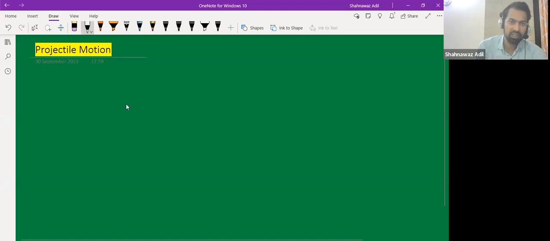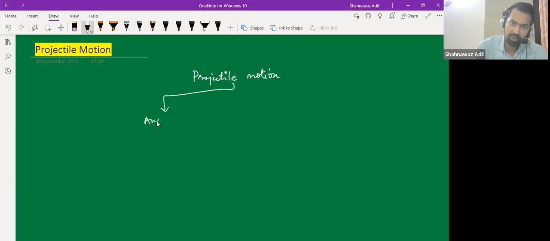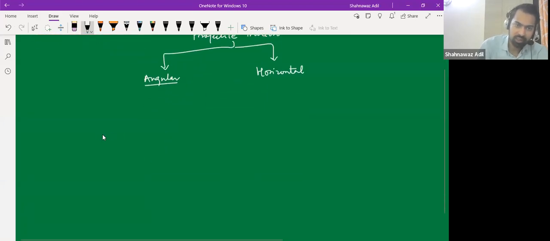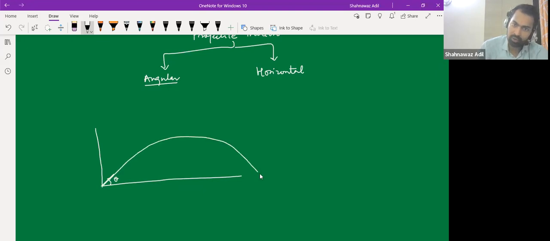One would be the angular projection, right? One would be angular and the other would be horizontal projection. Let us take the angular one. In the angular one, the body or the object is projected with some angle, let's say theta. So this will go like this.